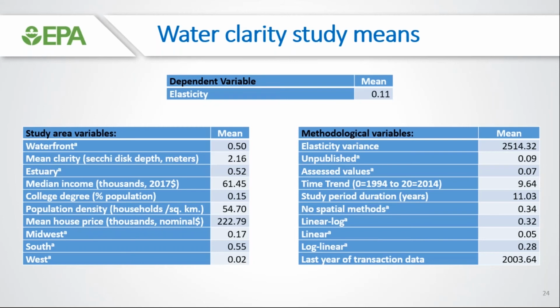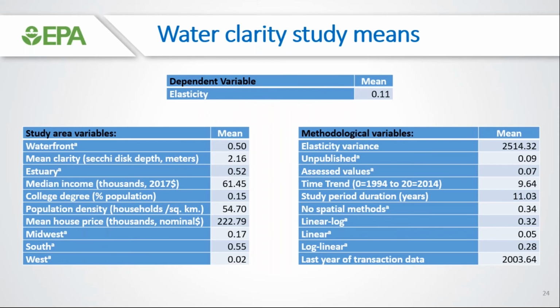For all the water clarity studies, we use the cluster means that we used in elasticity calculations so that no one study biases the summary statistics. Those variables with the subscript A represent dummy variables. That is, we coded them 0 or 1 depending on the study. For example, waterfront home estimates would be coded 1, while non-waterfront homes are coded 0. The summary statistic for waterfront is 0.5, which means we have about half waterfront observations and half non-waterfront estimates. Our mean clarity is about 2.2 meters. We have about half observations for estuary and half for lakes and reservoirs. Mean house prices are around $223,000.